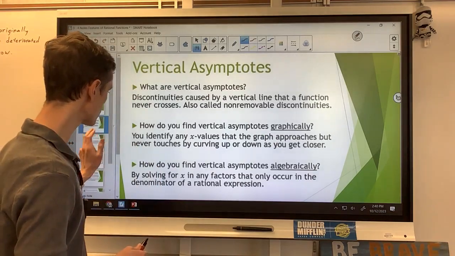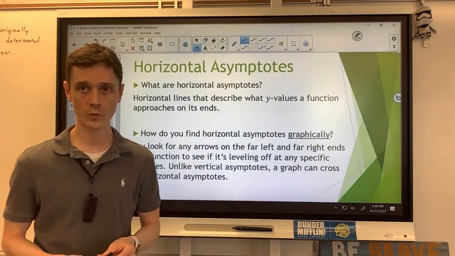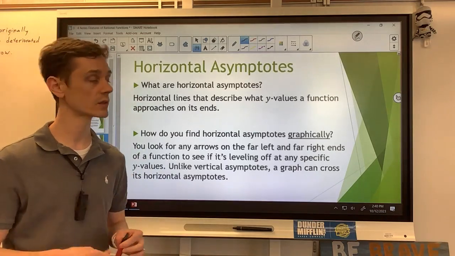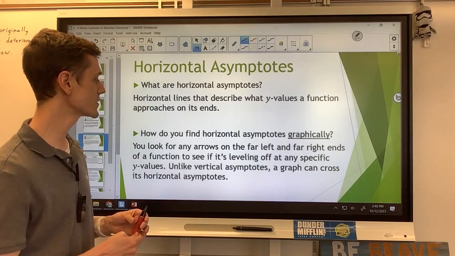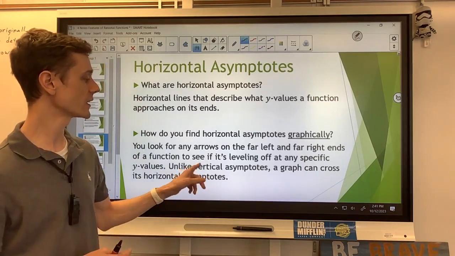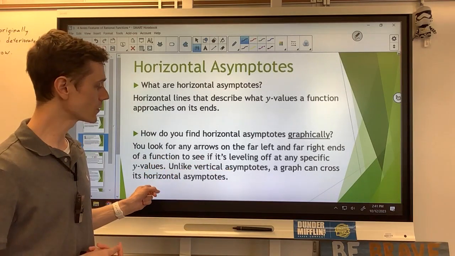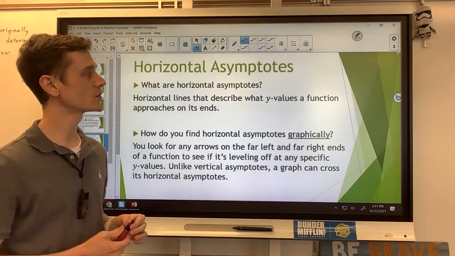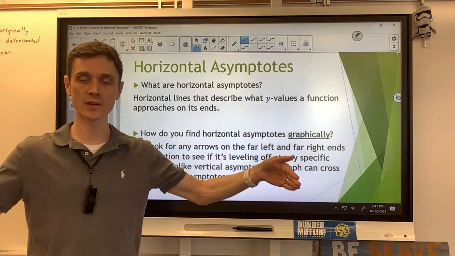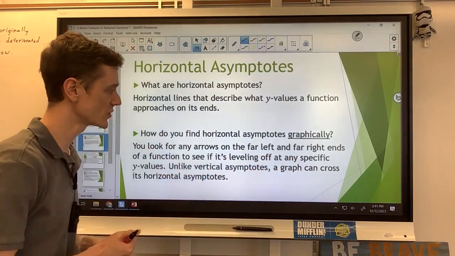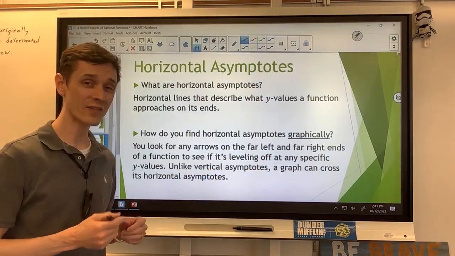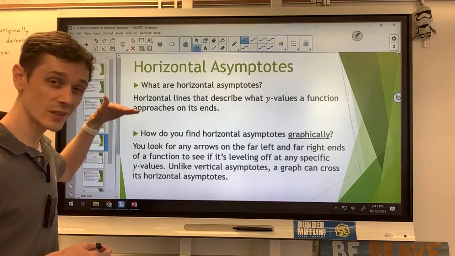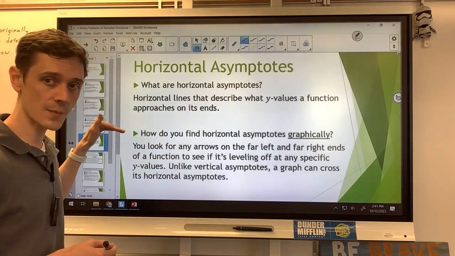And then the last feature we're going to talk about today is the horizontal asymptotes. They're similar to vertical asymptotes, but one difference is that, unlike a vertical asymptote, a graph can cross its horizontal asymptote, just as a heads up. So these describe the end behavior. If you find the limit as x approaches infinity and the limit as x approaches negative infinity, you're looking for what y values the graph is approaching on those ends. Now for doing it graphically, just find what those y values are on the opposite ends of the graph.